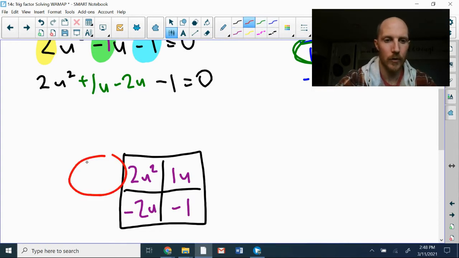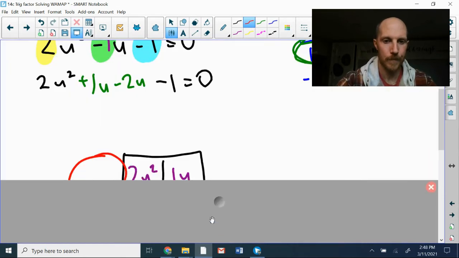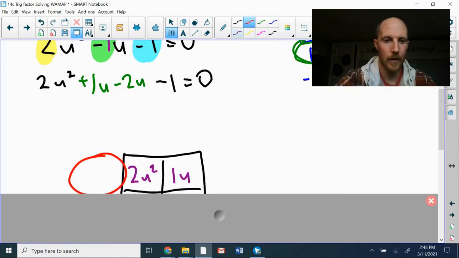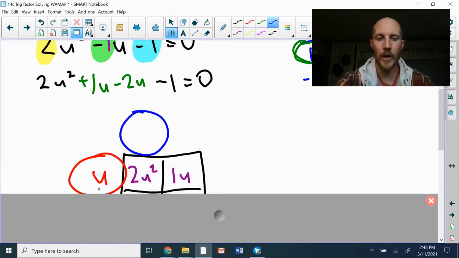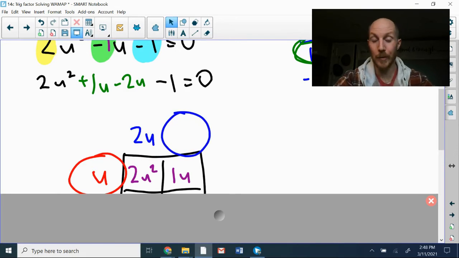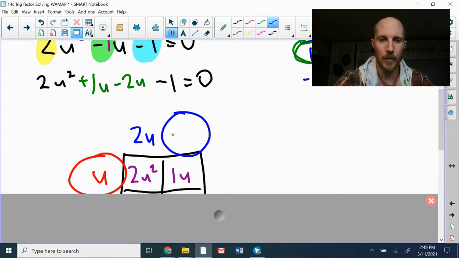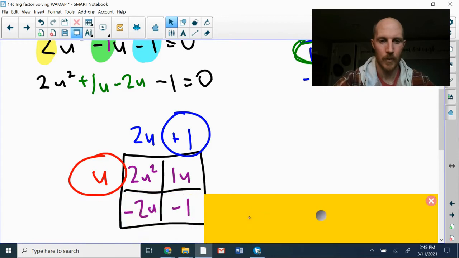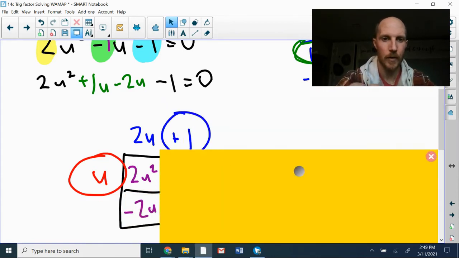And let's go across first. Mystery number, that top row, greatest common factor. That's a u. The red u multiplied by what would give us 2u squared? Well, we'd have to multiply by 2u. Move the mystery circle. That red u multiplied by what would give us the next term of 1u? That'd have to be multiplied by +1. Oh, changing colors. Crazy. All right.